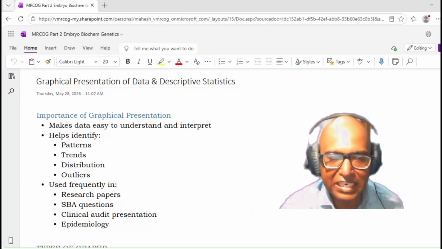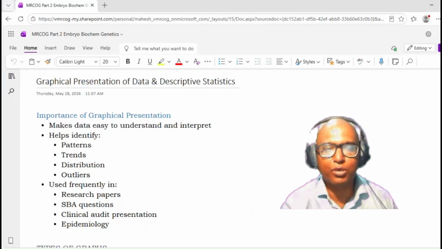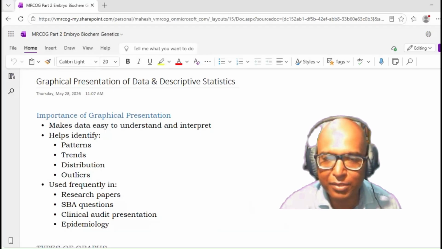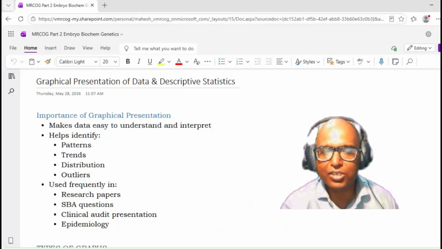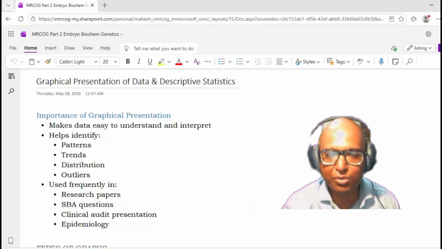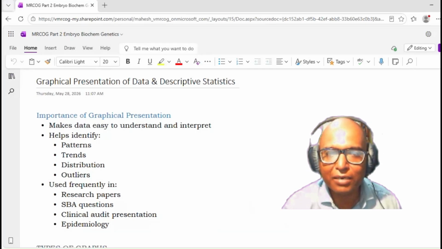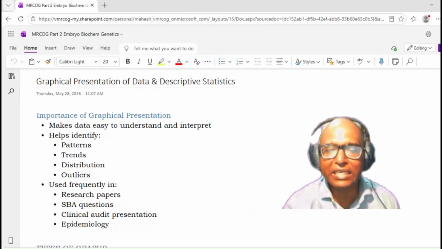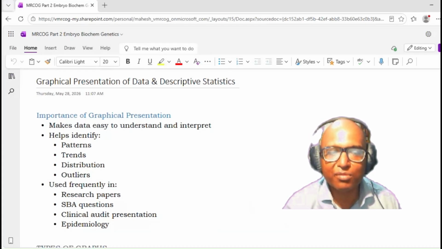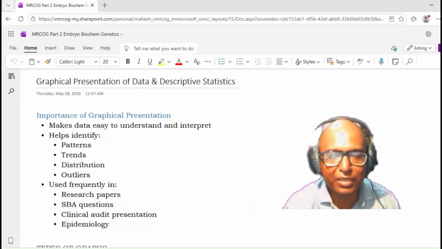We continue with our biostatistics module, and today's session is about graphical presentation of the data and the descriptive statistics. Last session we talked about the data, and how to summarize the data. Now we will discuss the graphical presentation of the data, for better understanding and to draw better conclusions from the data, because knowing how to treat the data is more important. Then only will we be able to get some conclusion.